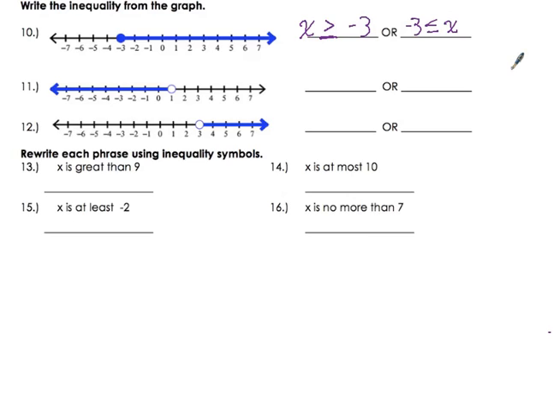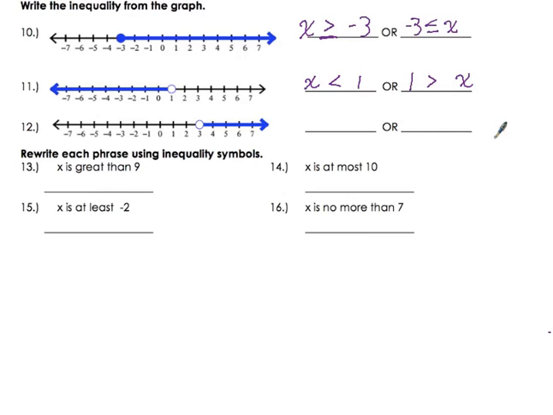Number 11. Again, I can start off with my x and my 1, and I just need to figure out which symbol goes there. Well, I know that the arrow is pointing to the left, so I want a less than symbol. And it's not shaded in, it's a circle, so I don't need to draw the line underneath. I'm done. But to flip it, I can start with my number and take my inequality symbol and just flip it the other direction. So now I have 1 is greater than x. Those both say the same thing.